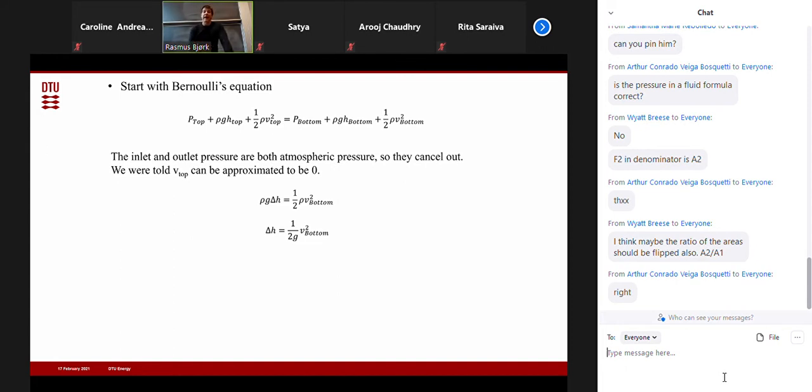So now we have just two terms. We have our gravity, which we know, and we have the velocity at the bottom of our tank. And that's an unknown. So again, one equation, two unknowns. So we need another equation.